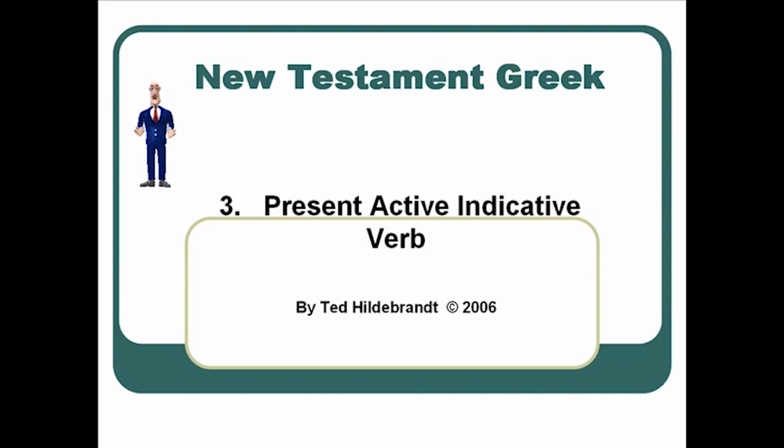Welcome to Chapter 3, which is about the present active indicative verb. Now that we've mastered the alphabet, the vowels and the diphthongs, the accents, how to break up things into syllables, and also seen a little bit of the English grammar, reviewing our verbs, our nouns, our adjectives, adverbs, and prepositions, now it's time to jump in with some action, the present active indicative verbs.